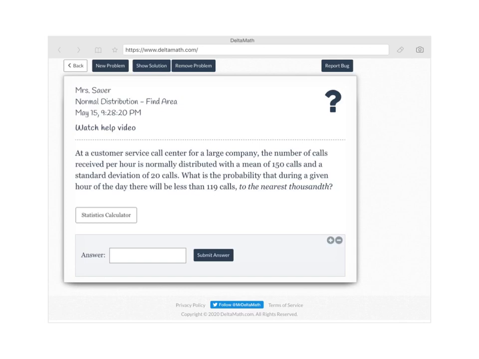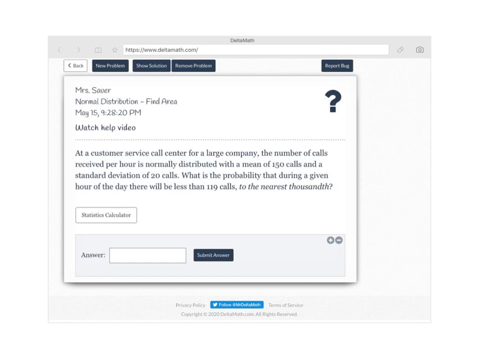So we want to find the probability that during a given hour of the day, there will be less than 119 calls. Now, another interesting property of the normal curve is that if we think of this as a shape, like all this space inside here, I don't want to shade it in yet, but everything under the normal curve, the actual graph, the area of that space is 1. So 1 goes with 100%. So if we can figure out how much of the curve is shaded, that also gives us the percentage or the probability in this case.